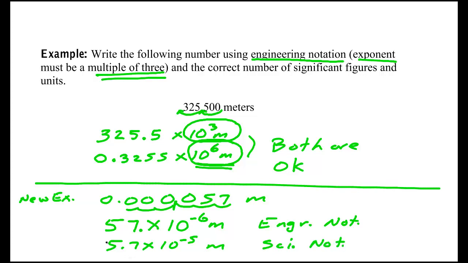Scientific notation, you only have one non-zero digit to the left. In engineering notation, the difference is that this exponent has to be a multiple of 3. It can be either 0, 3, 6, 9, 12, 15, and so forth. But it's got to be a multiple of 3. All right, we'll deal with prefixes in the next video.